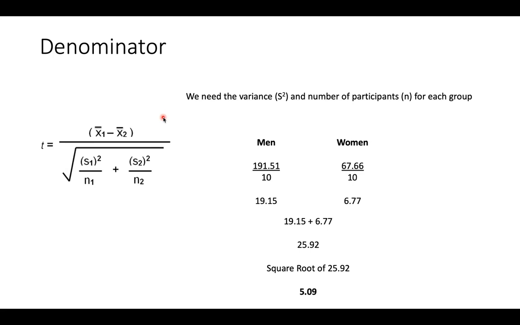So our numerator was 3.3. Our denominator was 5.09. What this 5.09 means is that that's roughly the amount of variability we should expect to exist randomly and naturally between men and women. So if we should expect about a difference of 5 beats per minute, the fact that we found a difference of 3.3 doesn't look very special now, does it?